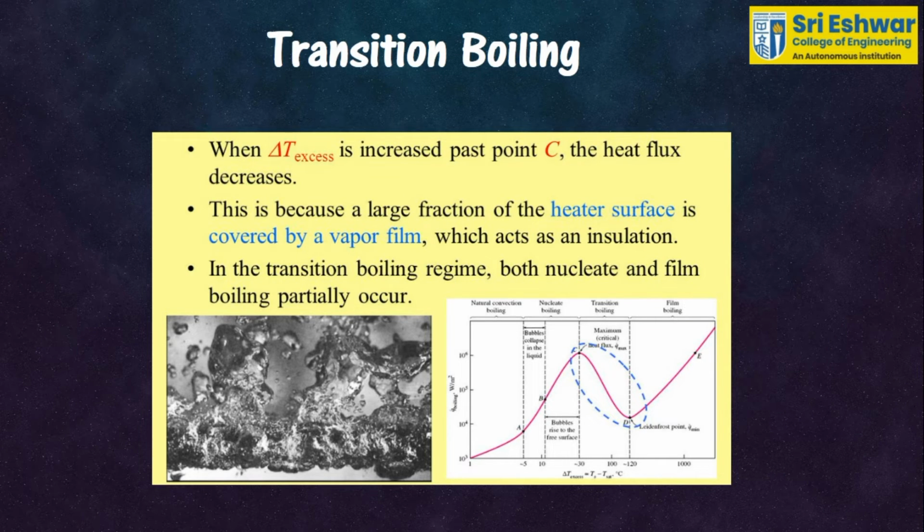Next, we are going to see transition boiling. The nucleate boiling heat flux cannot be increased indefinitely. At some value, we can call it the critical heat flux, the steam produced can form an insulating layer over the surface, which in turn reduces the heat transfer coefficient. This is because a large fraction of the surface is covered by a vapor film, which acts as a thermal insulation due to the lower thermal conductivity of vapor relative to that of the liquid.